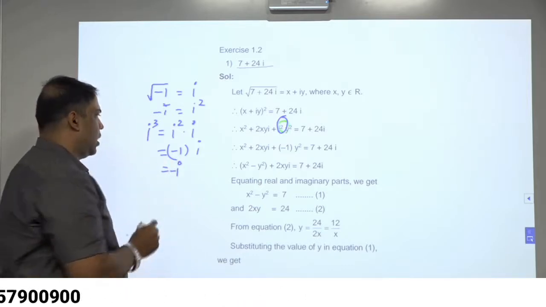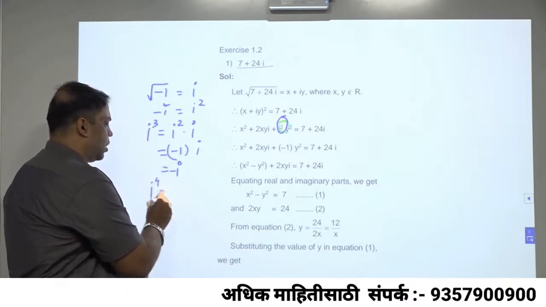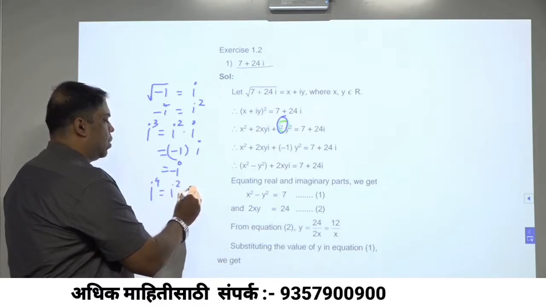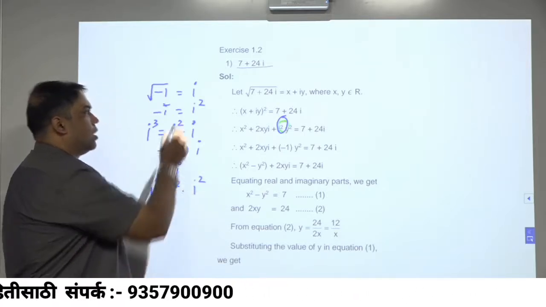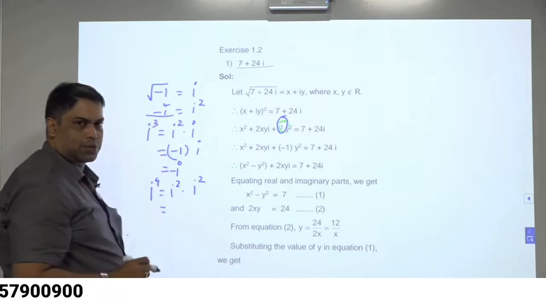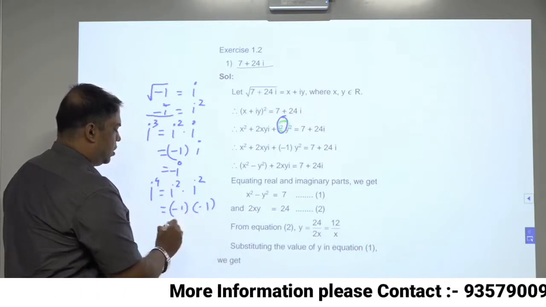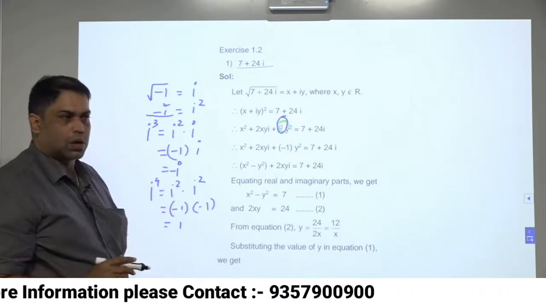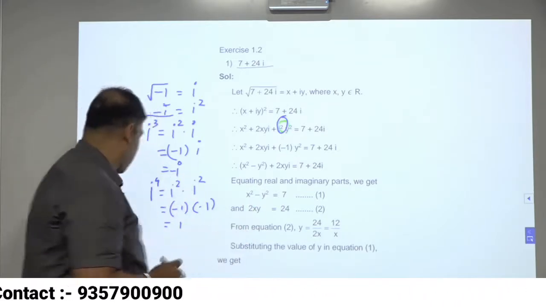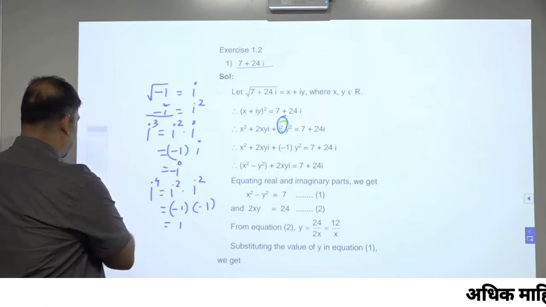Clear? And then i raised to 4 is what? i square into i square. So what is i square? We have already seen this. This is -1. So -1 into -1, so this is +1. Clear? Now see what to do now.